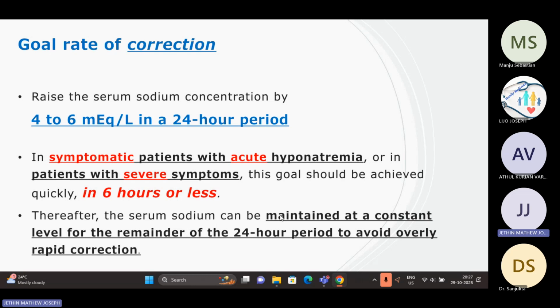So our goal rate is 4 to 6 in 24 hours. If the patient is having acute symptomatic hyponatremia or if the patient is having severe symptoms, this goal should be achieved in 6 hours or less. But then it should remain at that level of increase for the remainder of the 24-hour period. So after this, you don't want the sodium to go beyond that level of increase. So whatever the hyponatremia is, the goal is 4 to 6. You should not go beyond that level.